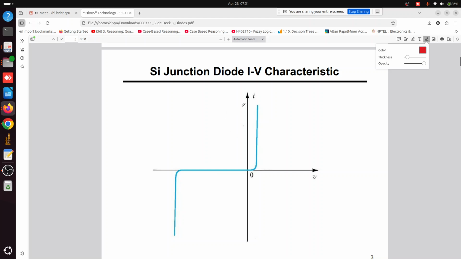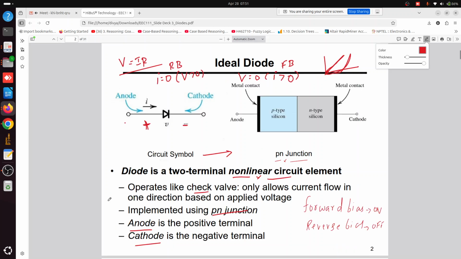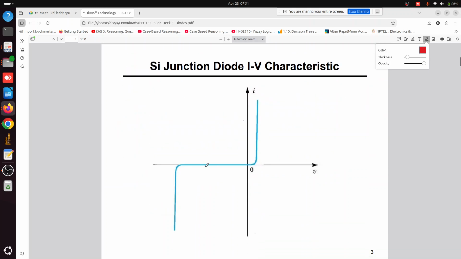If you see the left side, this is negative voltage. In negative voltage, actually, there is no current. This is the current axis. Here you are not finding any current. Current is zero for a range of voltage. We'll discuss this later.